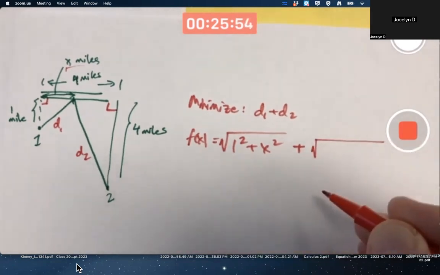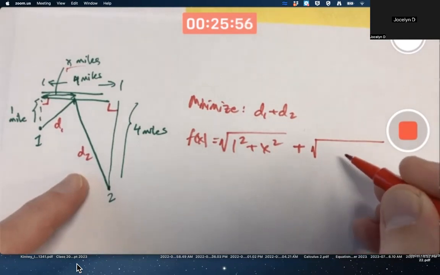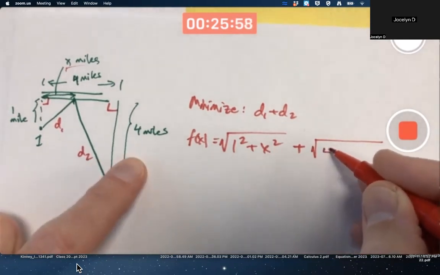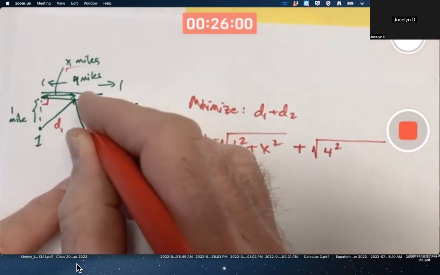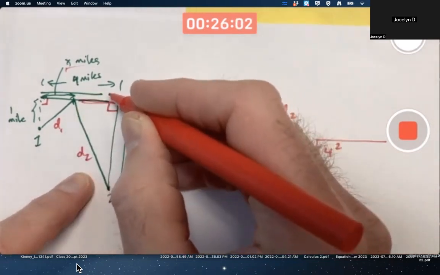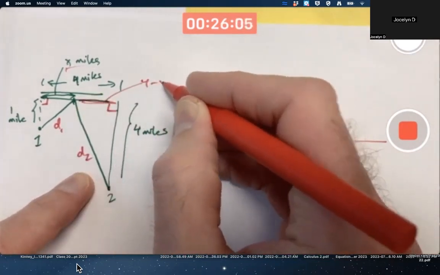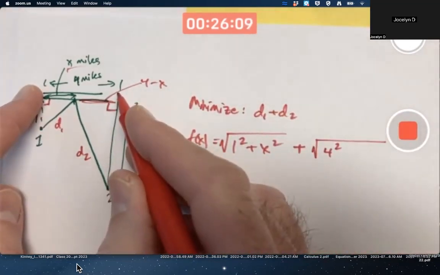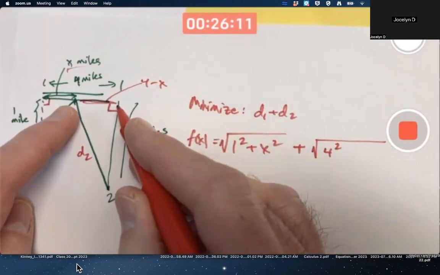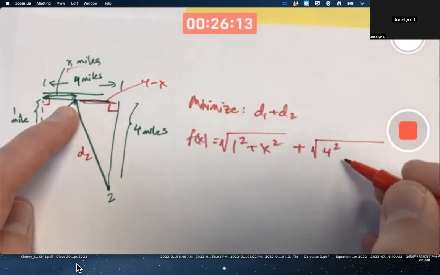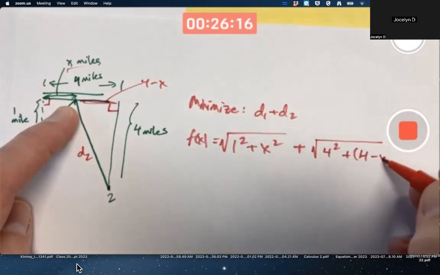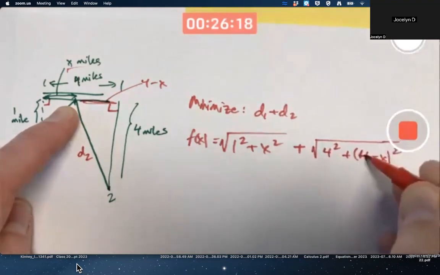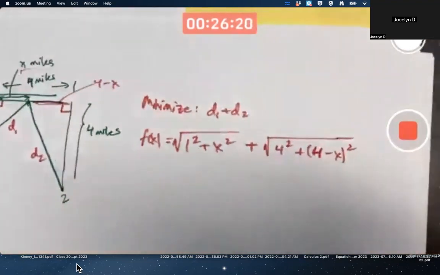From the other triangle, D2 is the square root of this side squared, which is 4 squared. What's this side? Little problem solving. It's got to be 4 minus X. If that length is X, and the total length here to here is 4, the length here to here has got to be 4 minus X. And if you got this far, that's pretty good. That's a good chunk of what you should have done. But there's still more to do.